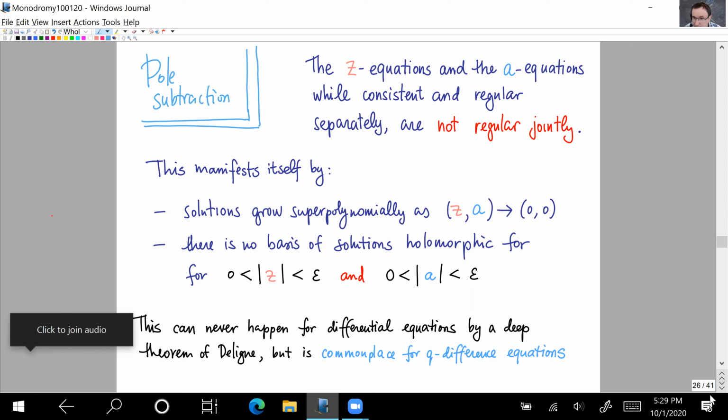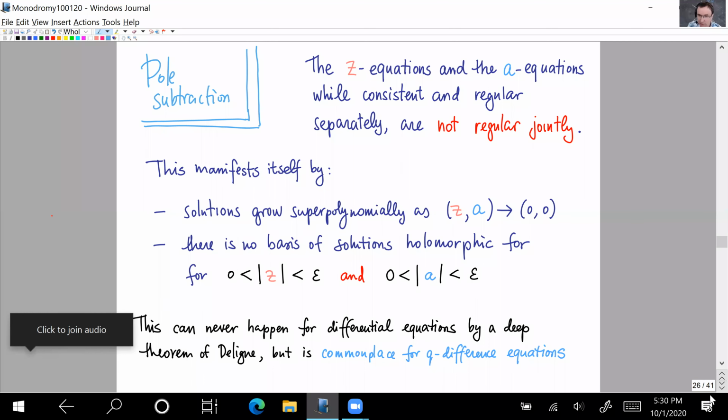That's a simple thing, but this is for Q-difference equations. For a differential equation it can never happen. There's a general theorem of Deligne, a marvelous theorem, very deep and difficult to prove: if I have a differential equation and I want to know whether it's regular or not, it's enough to check near a generic point of every component of the divisor of singularities. Here, if every singularity is like z equals 0 and a equals 0, it's enough to check that my equation is regular in one and regular in the other, and then it will be regular jointly.